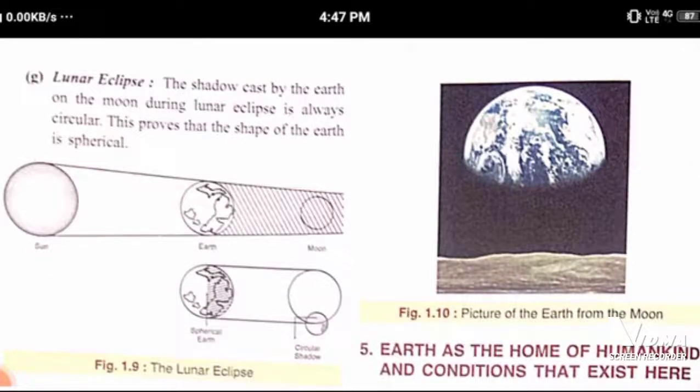Now comes the lunar eclipse. Lunar eclipse and solar eclipse we have discussed in the lower classes, 4th and 5th. The shadow cast by the earth on the moon during a lunar eclipse is always circular. You would have seen that whenever there is a lunar eclipse, the shadow which is cast by the earth on the moon is always circular. Why? Because the shape of the earth is spherical. Very simple thing.